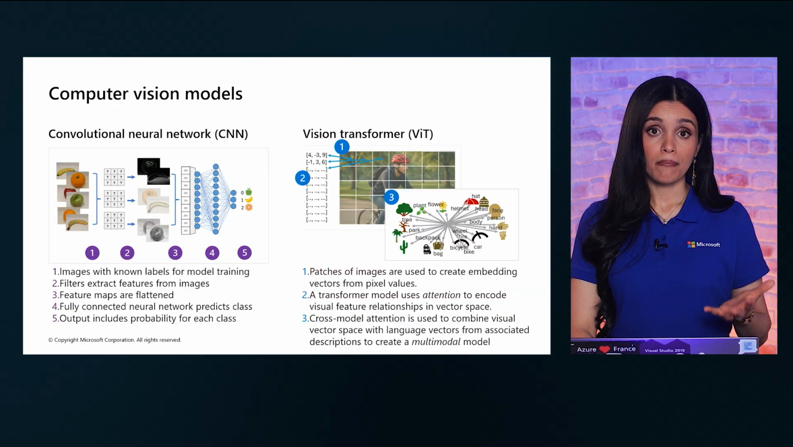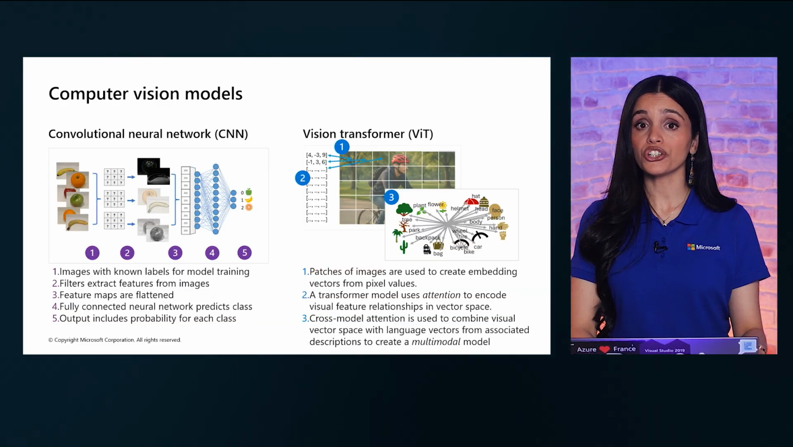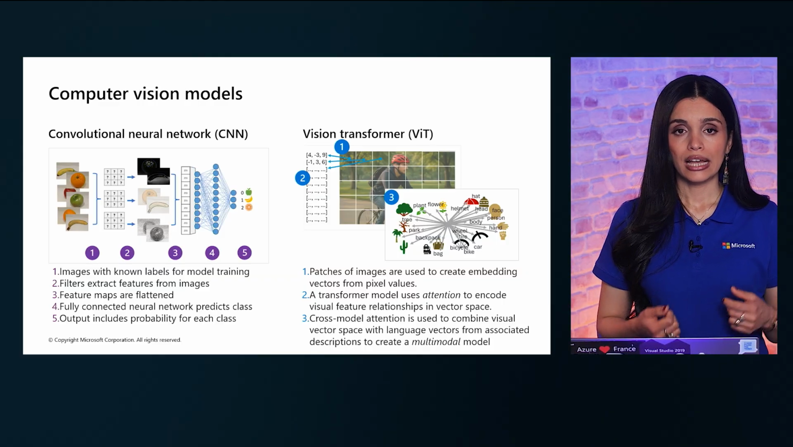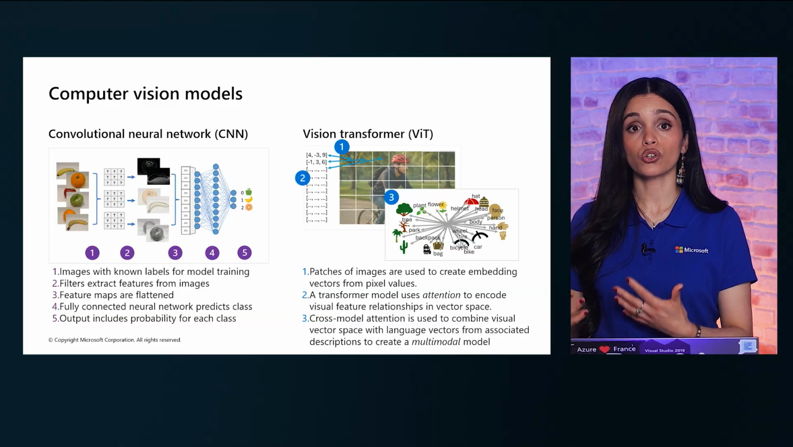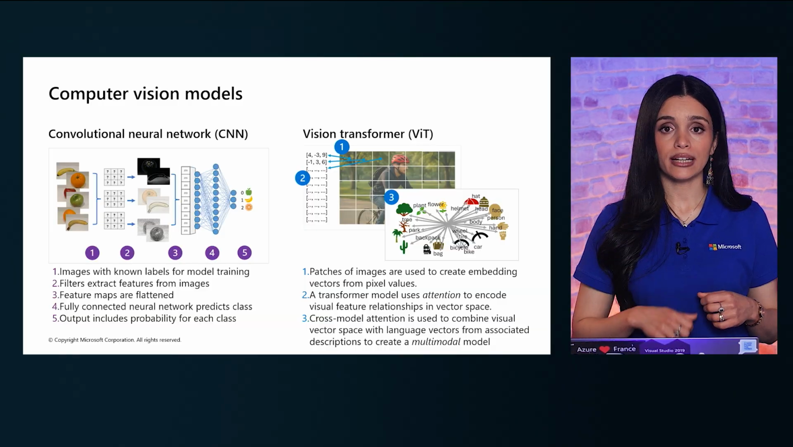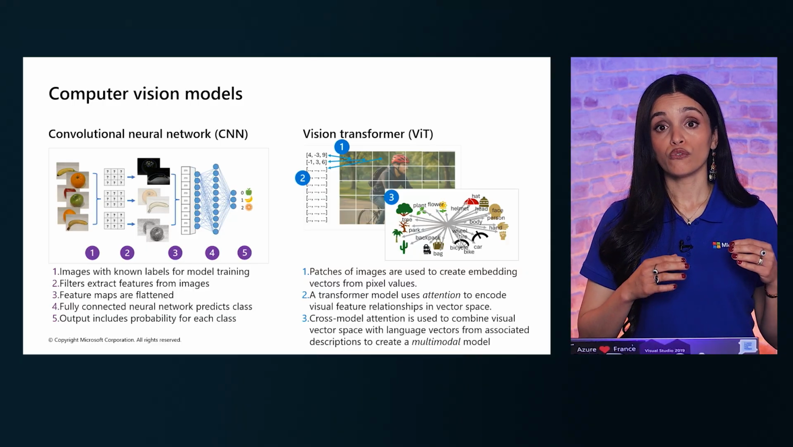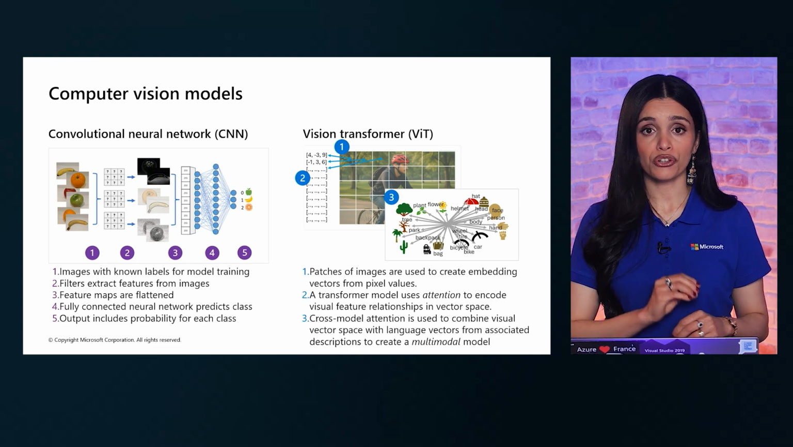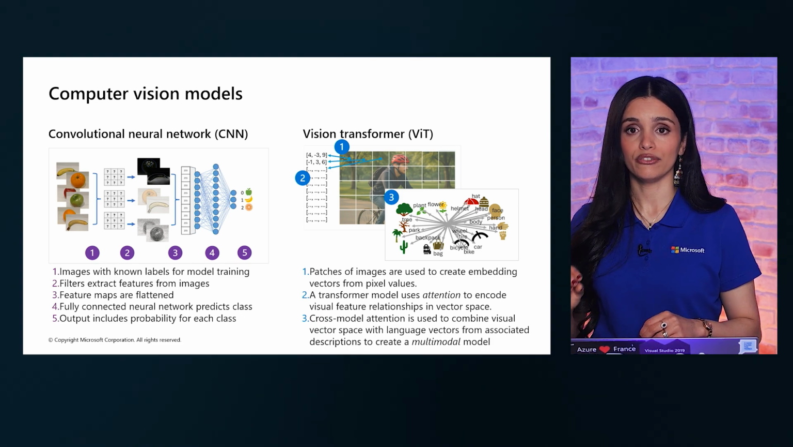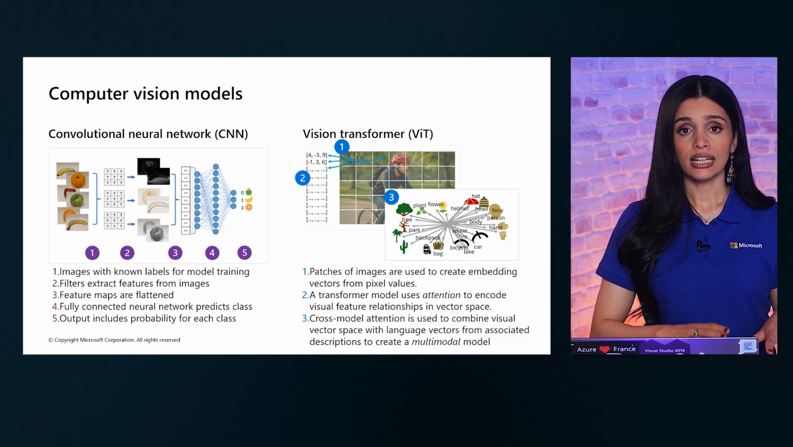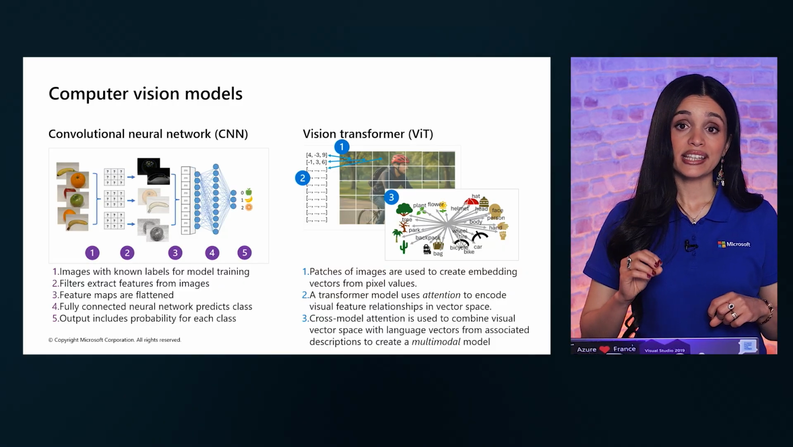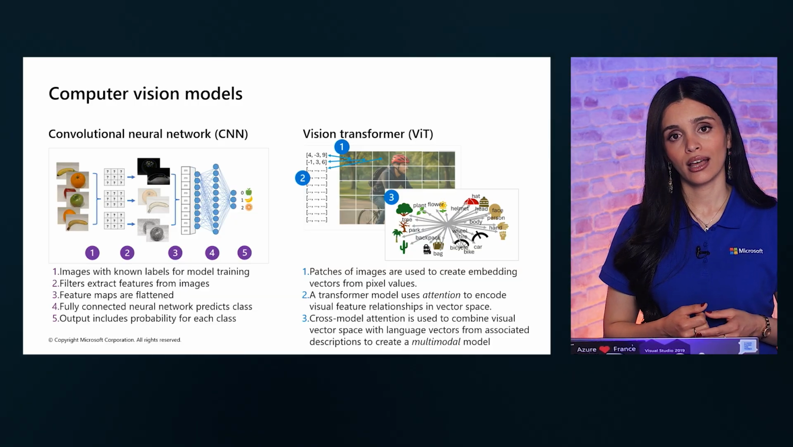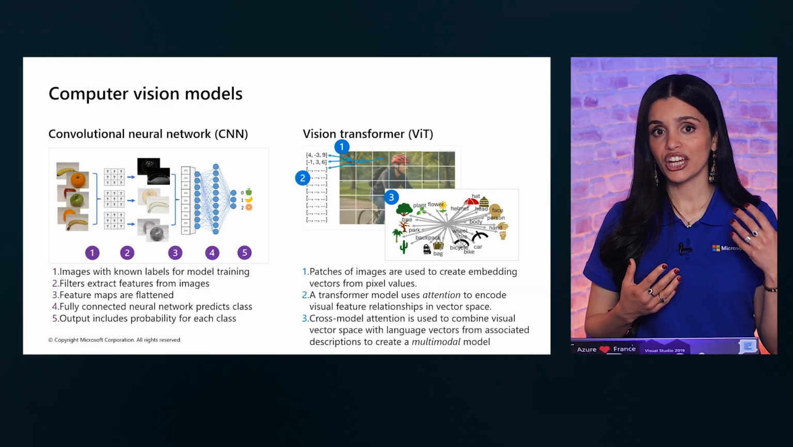Now that we have seen the main computer vision tasks, the next question is, how do machines actually learn to understand images? This is where computer vision models come in. There are two main approaches you should know: convolutional neural networks, or CNNs, and vision transformers, often called ViTs. Let's start with CNNs. CNNs have been the foundation of computer vision for many years. The idea is actually quite intuitive.